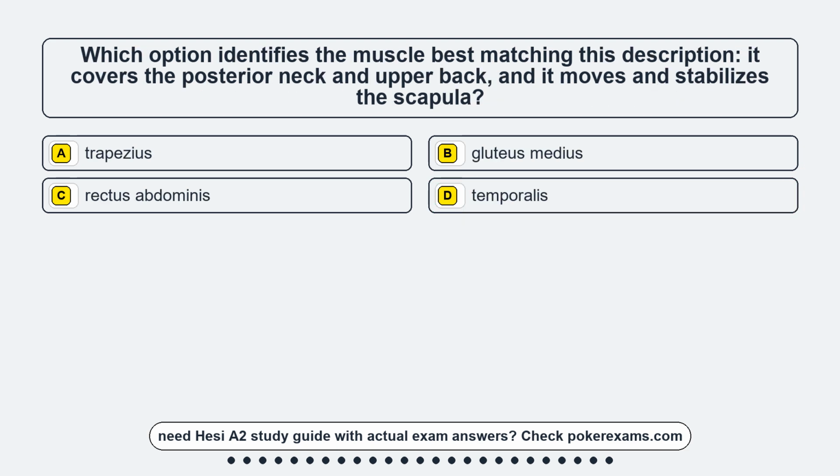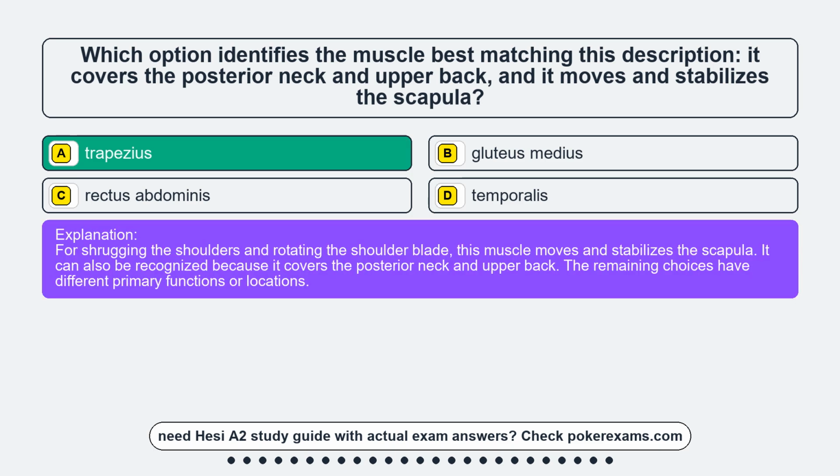Question 5. Which option identifies the muscle best matching this description? It covers the posterior neck and upper back, and it moves and stabilizes the scapula. Option A, trapezius. Option B, gluteus medius. Option C, rectus abdominis. Option D, temporalis. The correct answer is option A, trapezius.